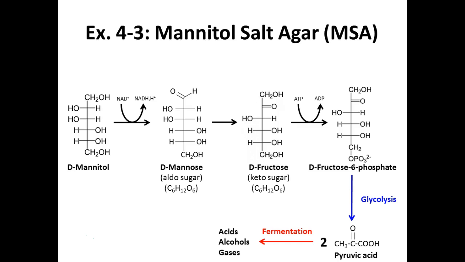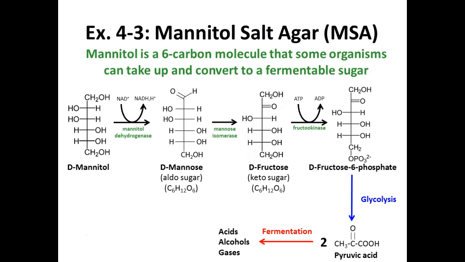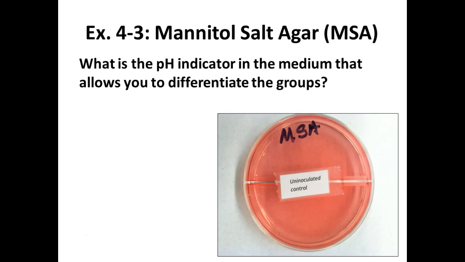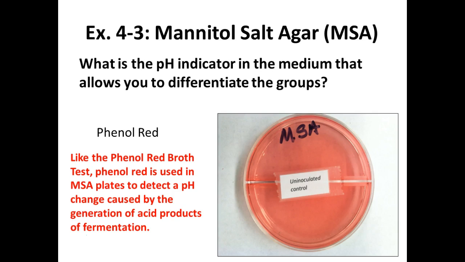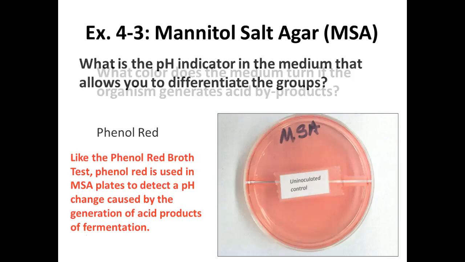Acids, because what can we have in media that's going to help us detect acids? What can we add to media to help us detect acids? A pH indicator. What's the pH indicator in these plates? Phenol red. You guys dealt with phenol red before, right? So what color is acid production going to be? It's going to be yellow.